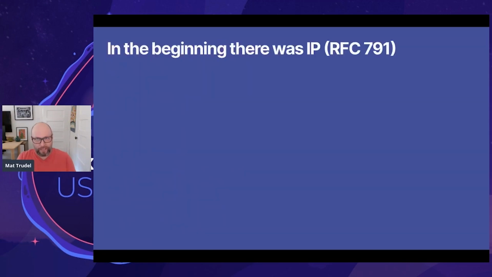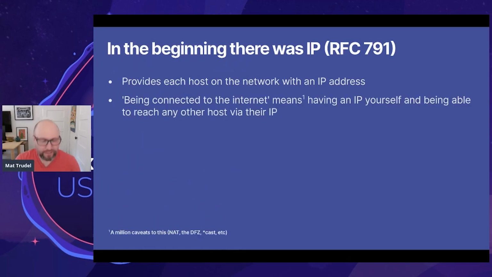So IP, its most fundamental job is to provide every host on the network with an IP address. That's definitional to what it means to be on the internet in the first place, to be able to have an IP yourself and be able to reach any other host on the network via their IP. The important thing to realize here, though, is that all IP does is deliver packets to hosts. It doesn't know anything about applications. It doesn't know anything about processes or users. All it does is deliver packets from one machine to another.